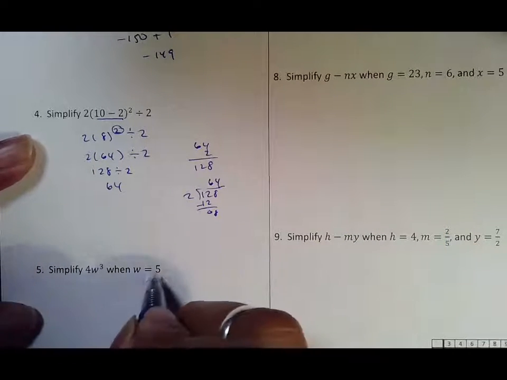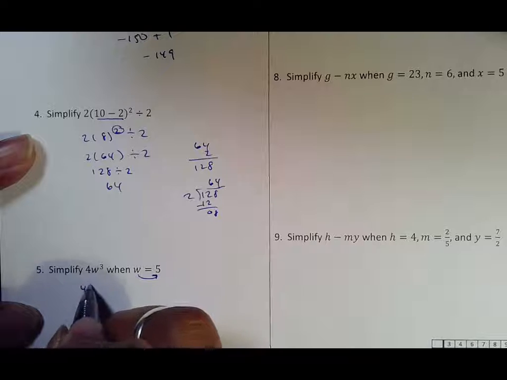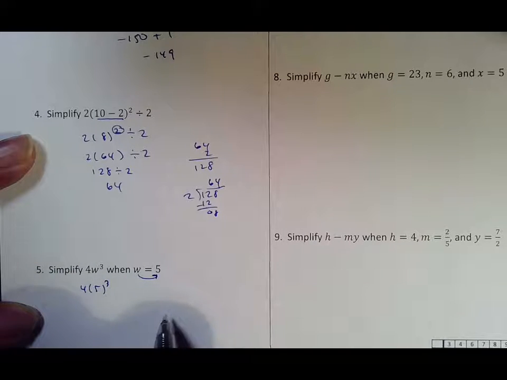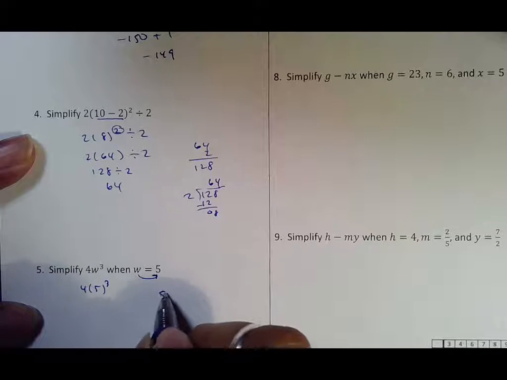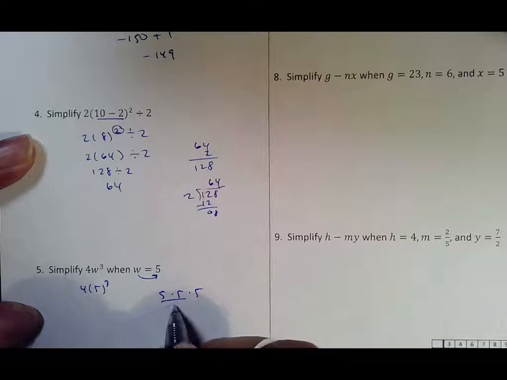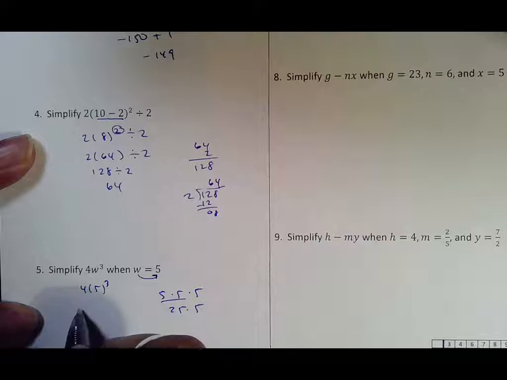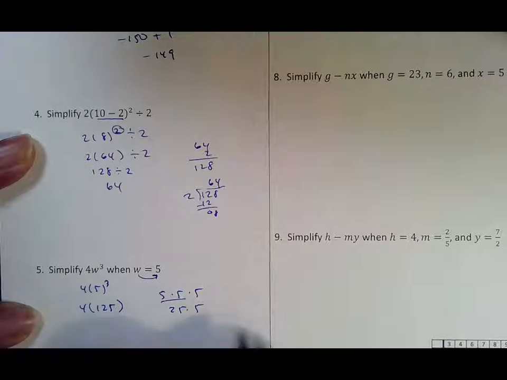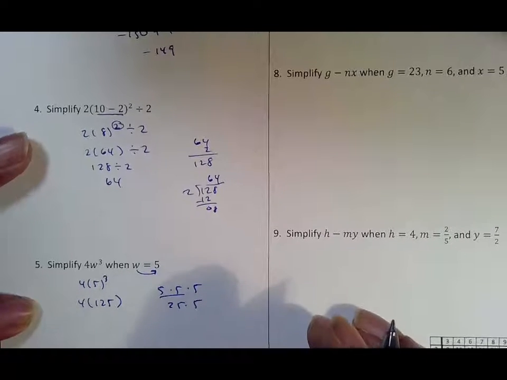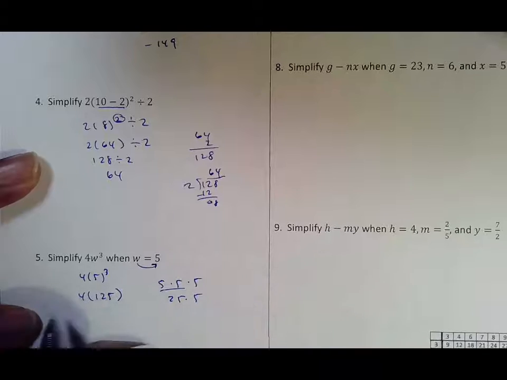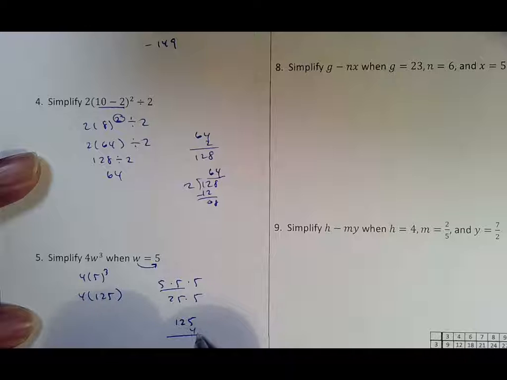4w to the third when w is 5. Again, when I see this, it means take the 5 and substitute using parentheses. So 5 to the third is 5, 5, and 5. That is 25 times 5. Remember, I said 5 quarters is $1.25. Just don't put the decimal because there's no decimals in this part. And then 4 times 125, I think, is 500 because we did this a couple days ago.